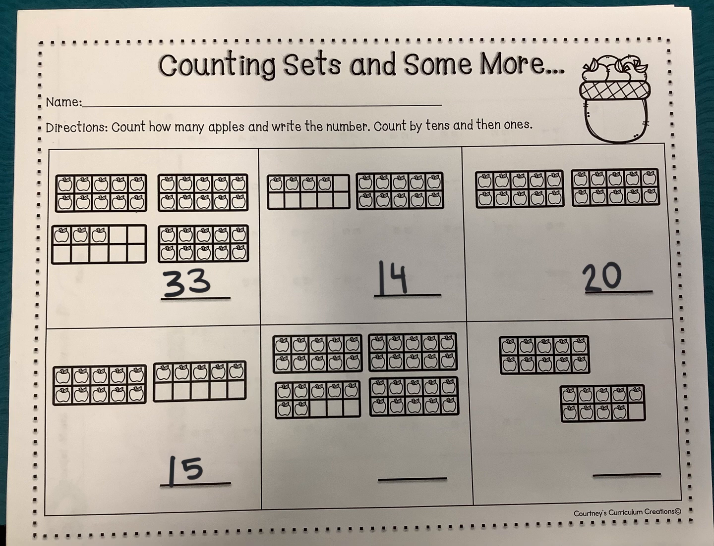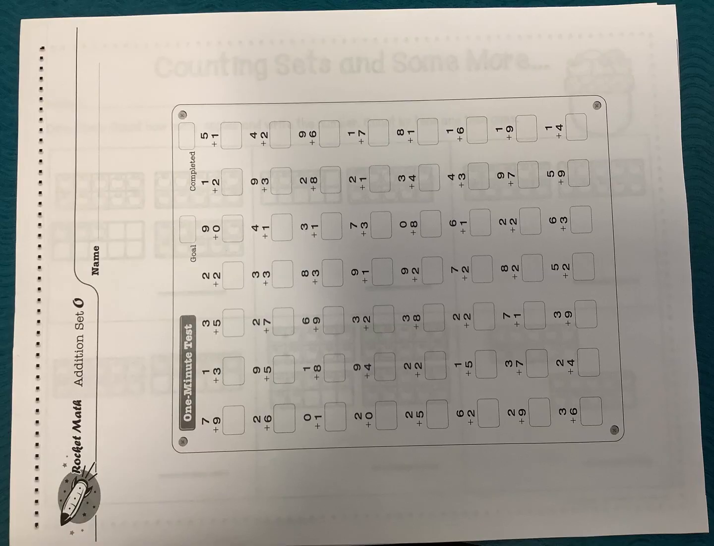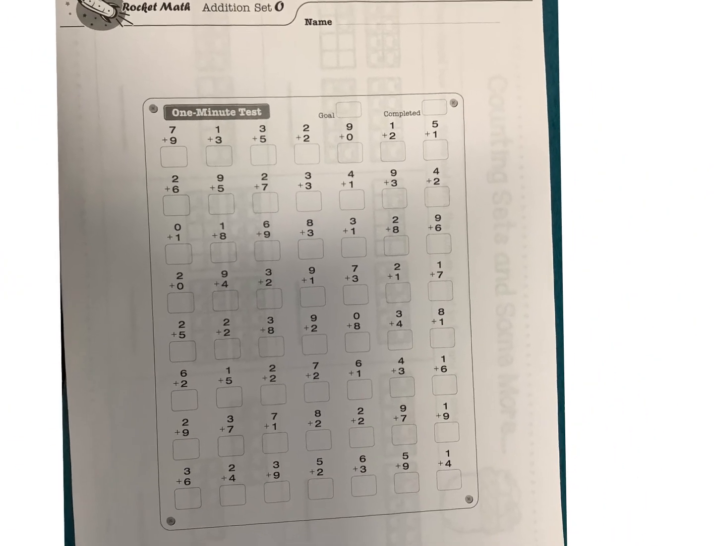How many 10 frames are full here? 3 and 7. So we have what? 37. And on the last one, we have 1 full 10 frame and 9 left over. So we have 19. Great work, boys and girls. Excellent with your counting. Okay.